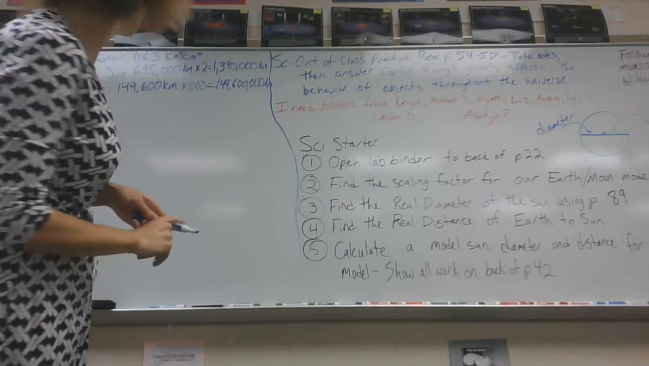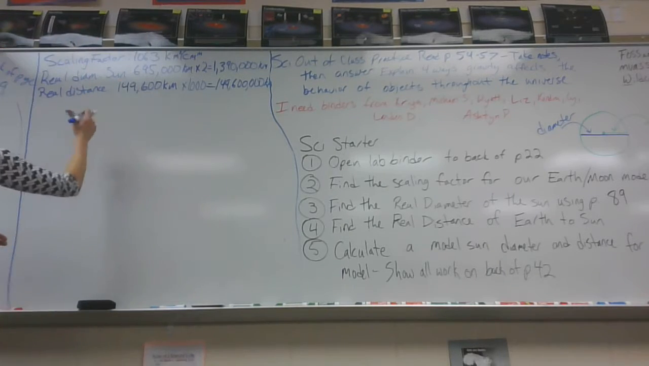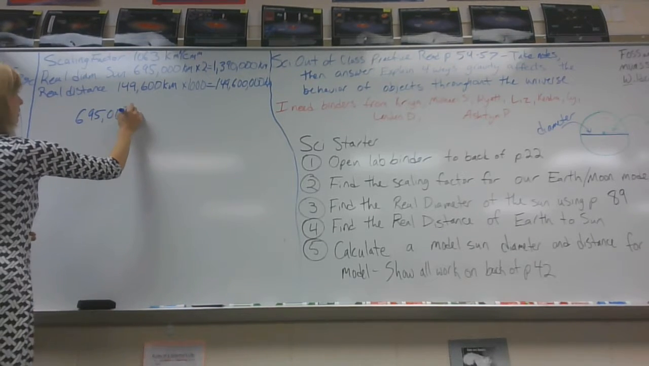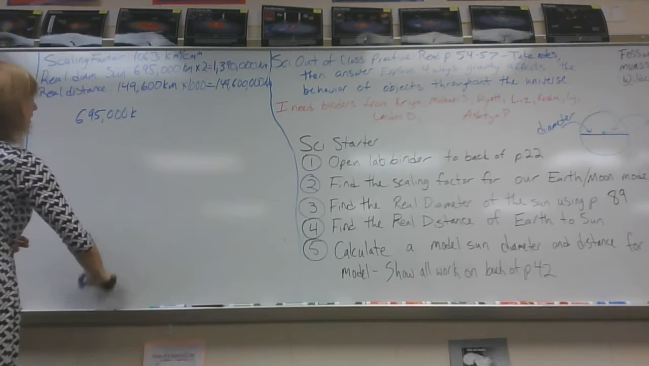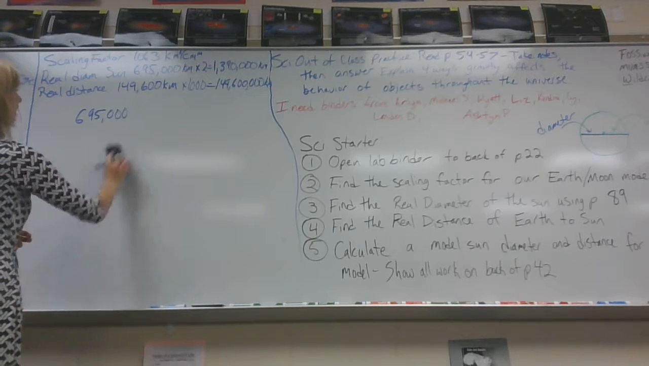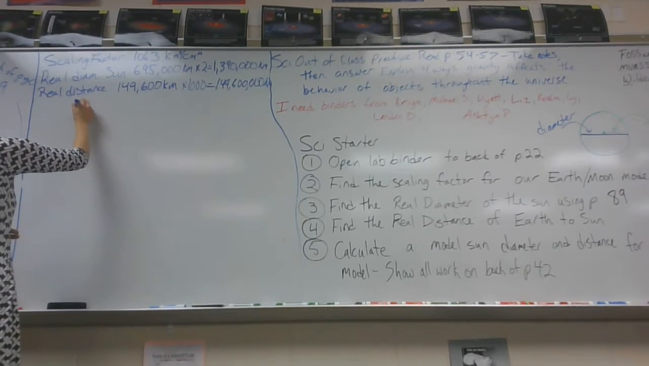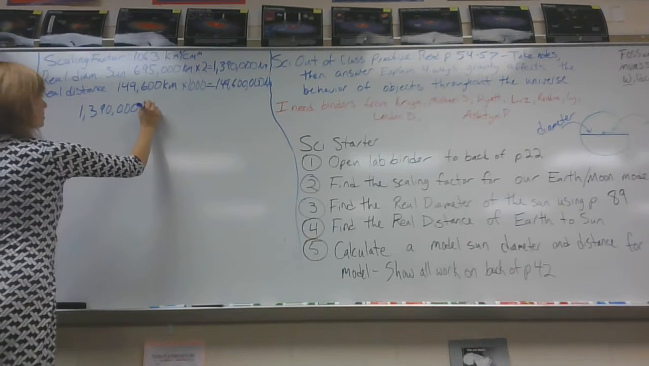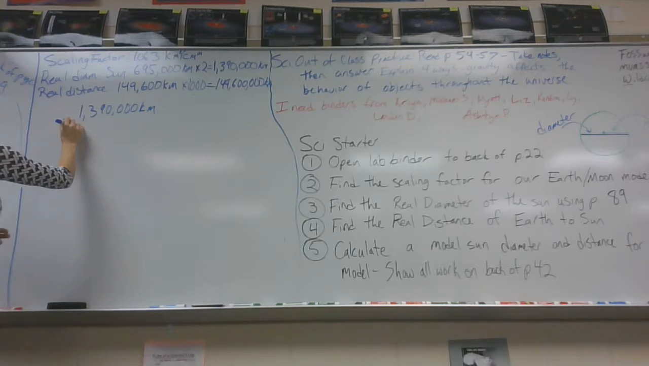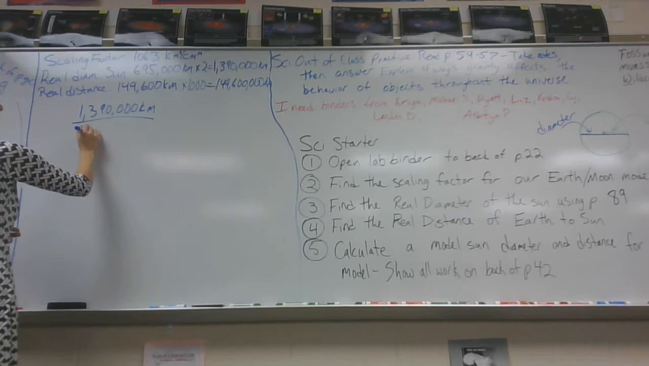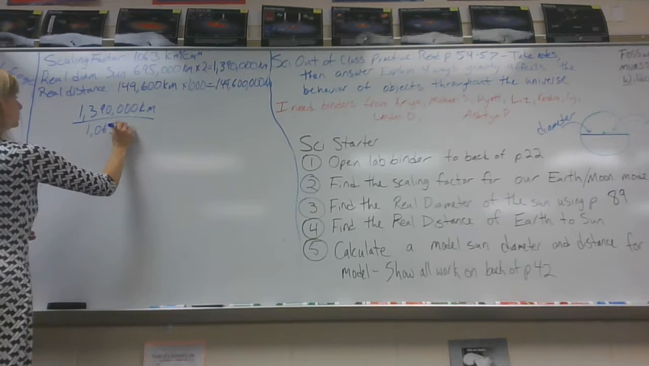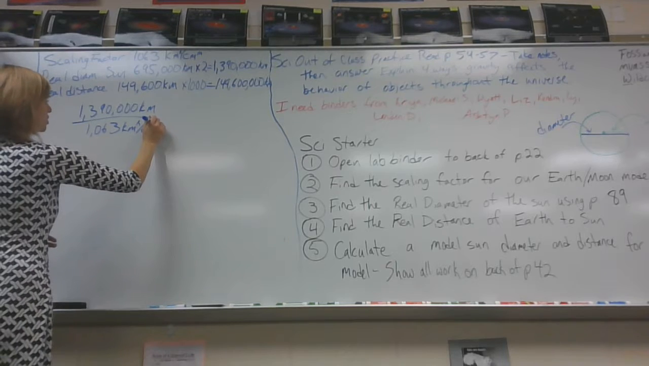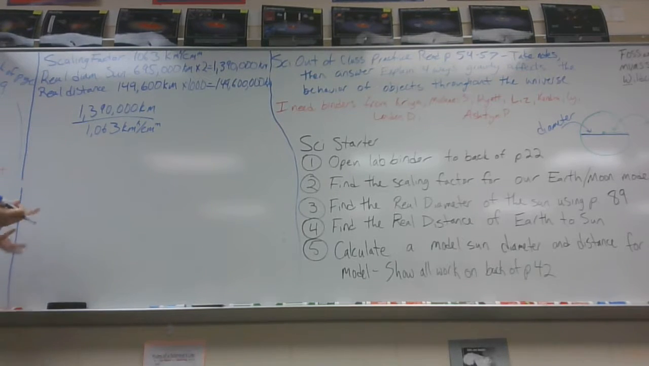All right, so let's start with the real diameter of the sun. I'm going to take 695,000 kilometers. Nope, that's not right. I times it by 2. Sorry. I'm going to take 1,390,000 kilometers. That's the real diameter of the sun. I'm going to divide it by our scaling factor so that I can figure out, that's the real world per centimeters, how much each centimeter in my model is going to equal in the real world. All right?